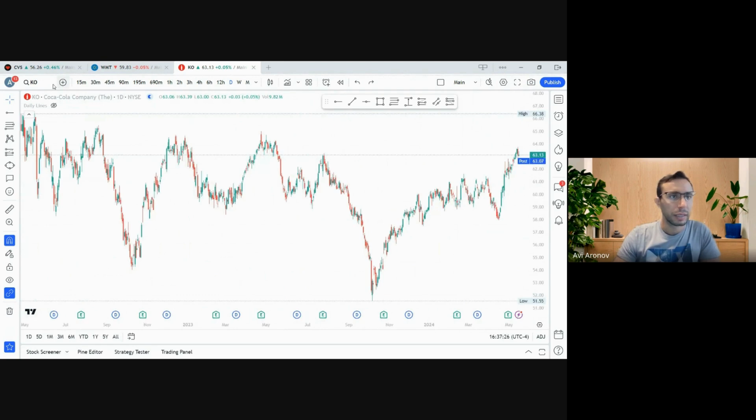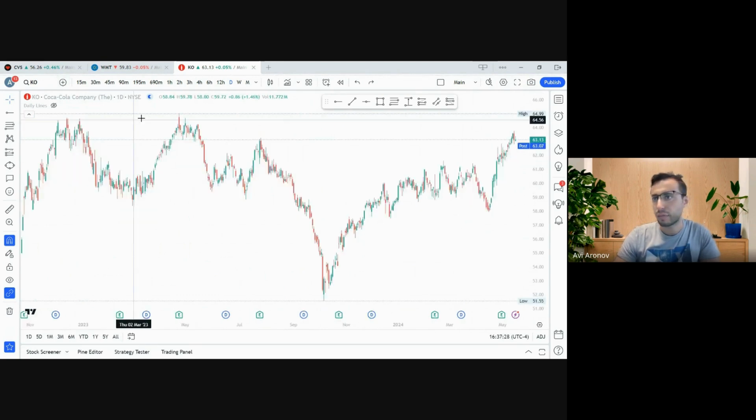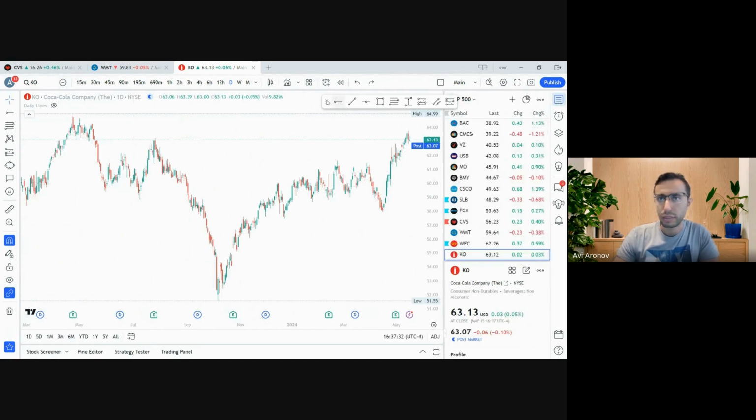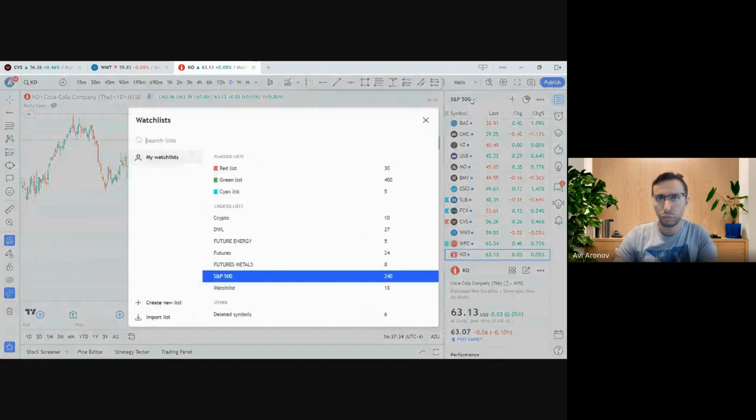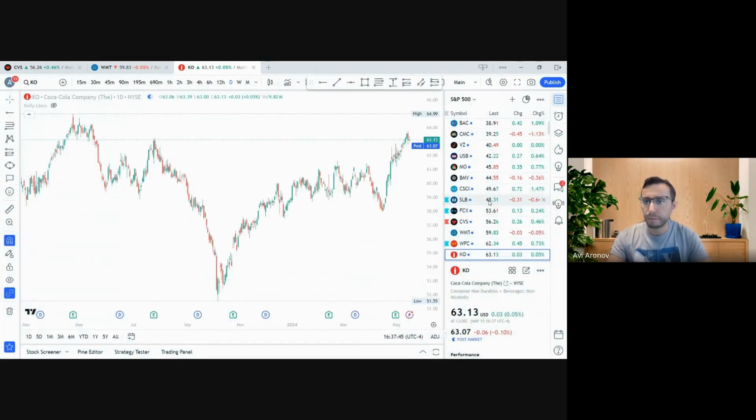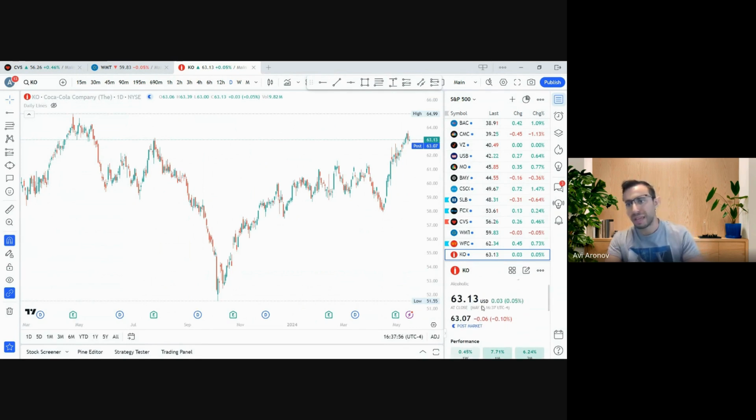So we'll cover that here. Basically, you have the watch list that you are able to put. You can put as many watch lists as you want, as many companies in each watch list as you desire. Here on the bottom you will have the company information, like performance, market, up, down, and everything.